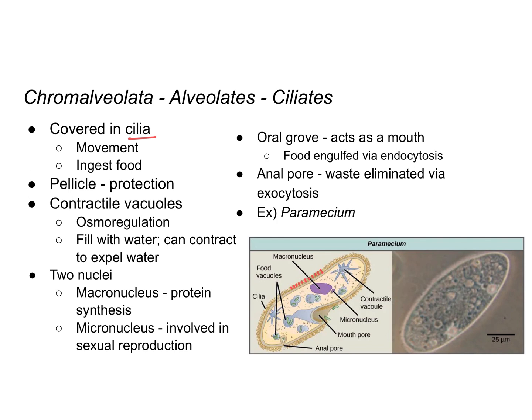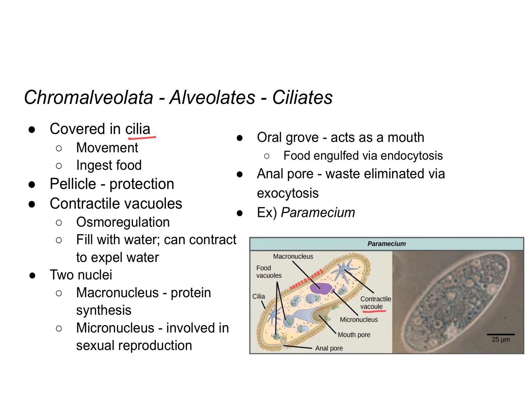Ciliates may have a pellicle, which is kind of like a coating around them that provides protection. They also have contractile vacuoles, which you can see in the picture here. These are involved in osmoregulation. So essentially, they can fill with water or they can contract to expel water out of the organism.